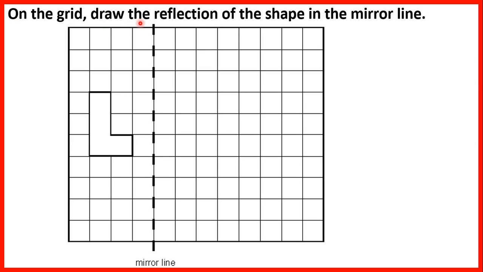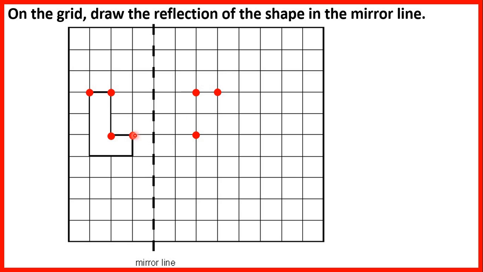On the grid, draw the reflection of the shape in the mirror line. So the way to do this is to dot the corners. So we have a corner 2 squares to the left, so we dot 2 squares to the right. This corner is 3 left, so we go 3 right. This corner is 2 left, so we go 2 to the right.